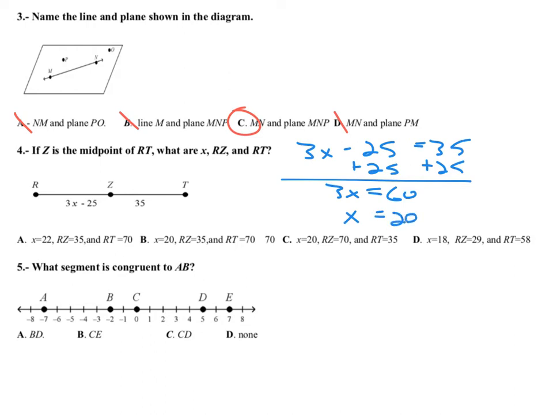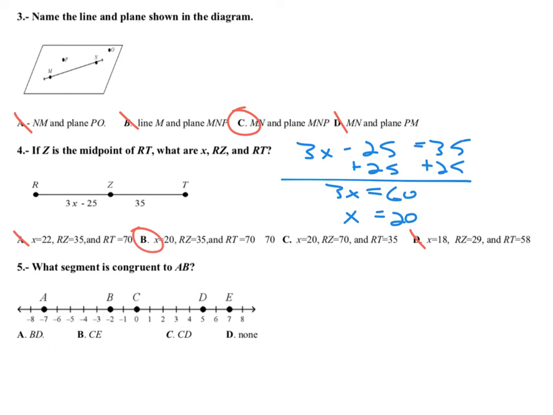Okay, and so obviously anything that doesn't have x equals 20 is going to be wrong. And then what do we need to do? Well, we certainly know that RZ, which is half of it, we just plug it back in. So if we say 20 here, 3 times 20 is 60, minus 25 is 35, so we know that RZ's got to be 35. That's this one right here. And of course, if that's 35, so is this. And that makes sense anyway because we already knew that that was 35 and this has to be equal because that's the midpoint. And then the whole thing would be 70.